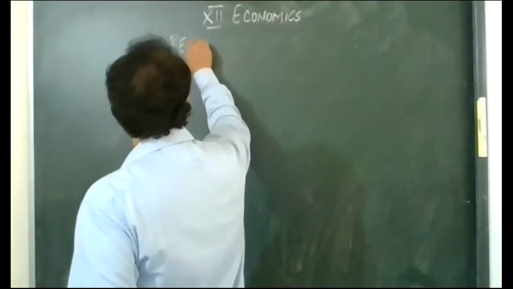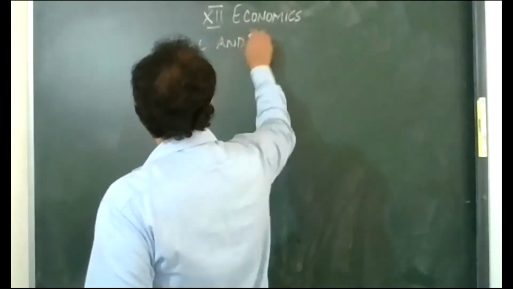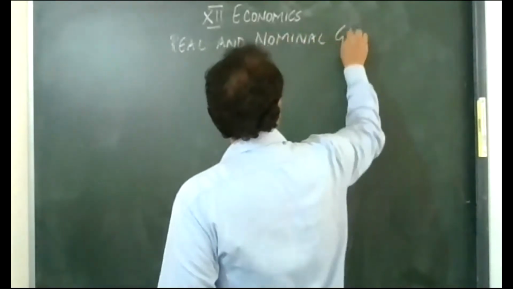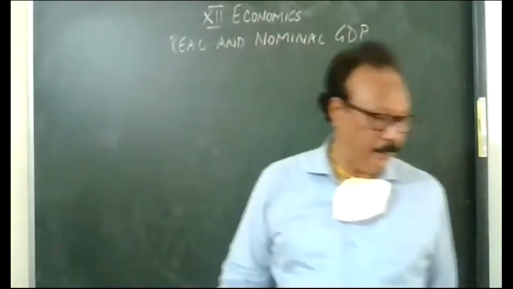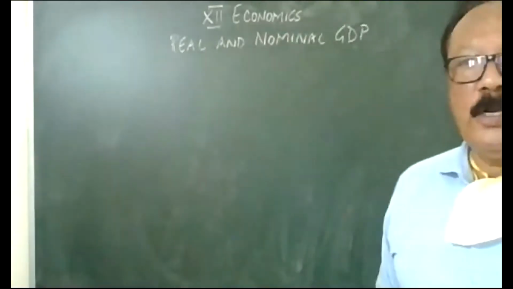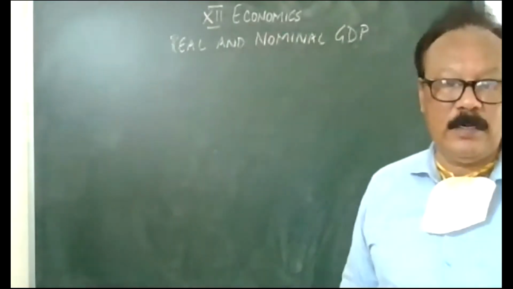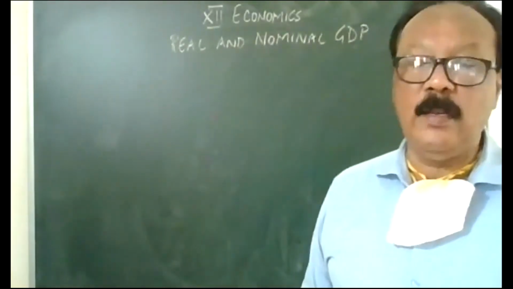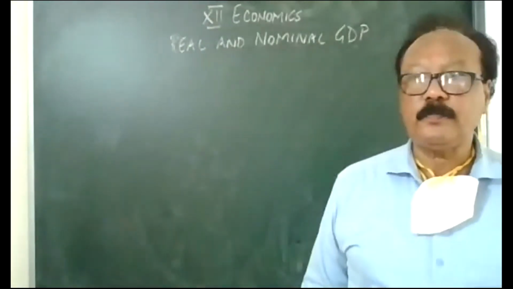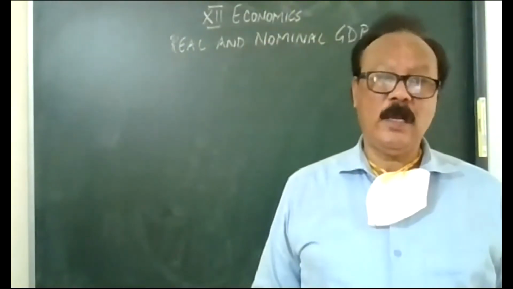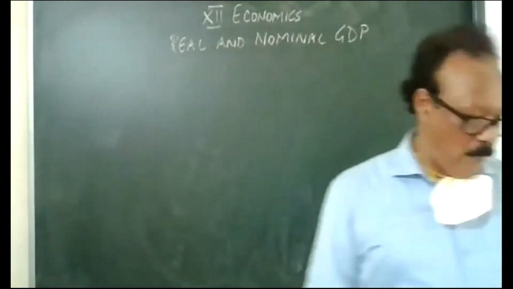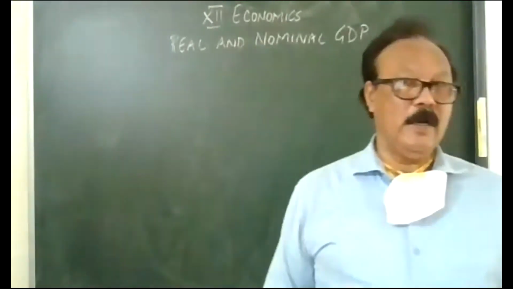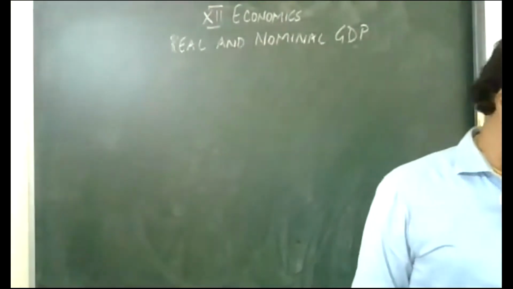Real and nominal GDP. Now, children, what is GDP? Gross domestic product. What is the GDP? It is the money value of all final goods and services produced in the country during the accounting year. Now, what is real and nominal GDP? How does it differ?